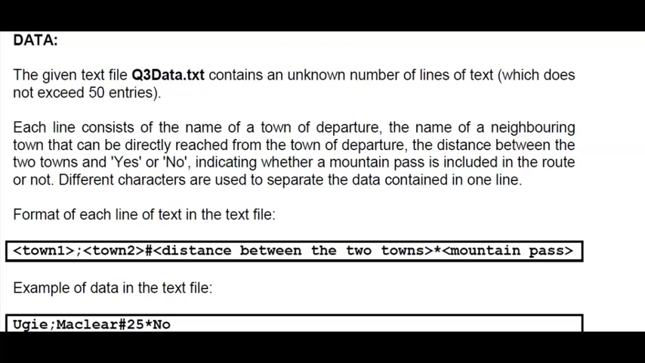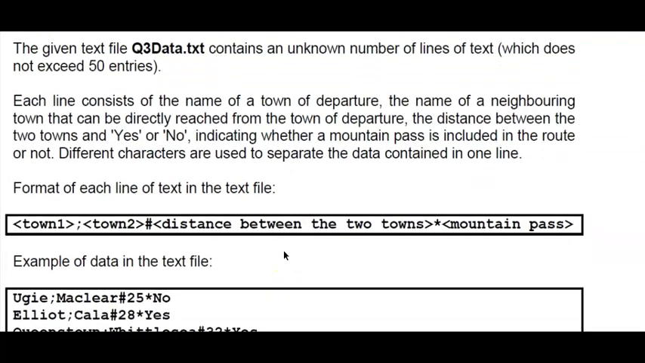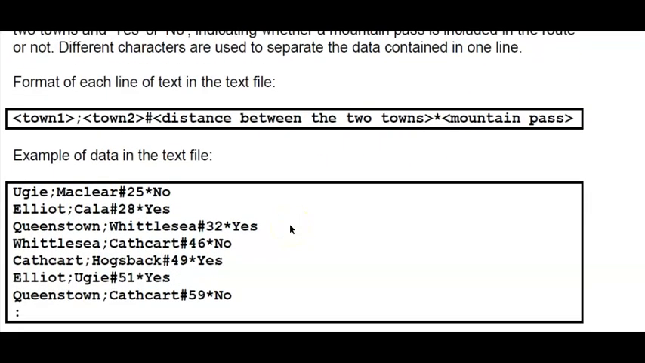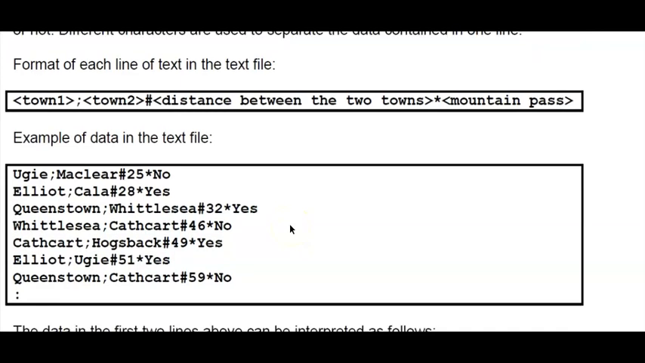So this paper gave us a text file and then they explain the format of the text file here. There's a town, a semicolon, a town, and then the distance between the towns, and then whether they contain a mountain pass or not between the two towns. So if you have a look here, this is from this town to that town. That's the distance, and there is no mountain pass, where this one, there is a mountain pass.